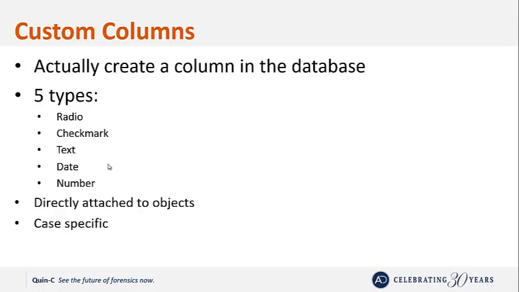So if you have a custom column that is a radio button, there'll be several values in it that you can code against. Again, in the example we've been using, let's say the Tim column is a radio column and it has options A, B, or C, you can only ever choose one of options A, B, or C. You can't choose all of them. Check mark, you can choose all of them. And then text, date, and number are pretty self-explanatory.